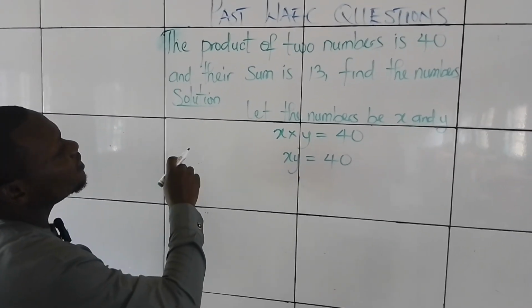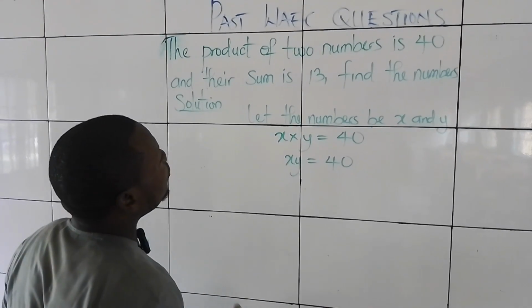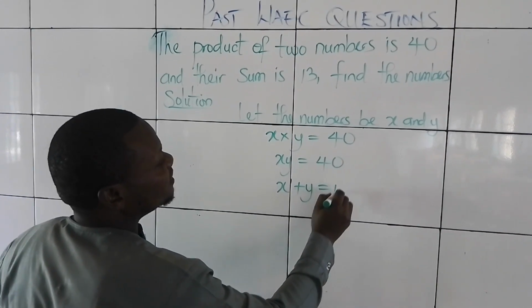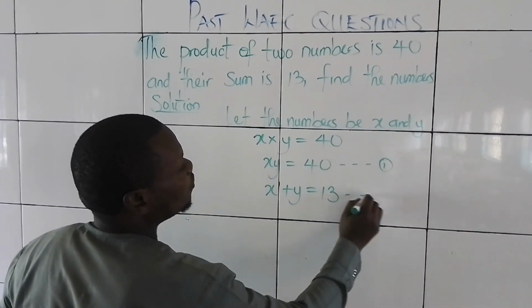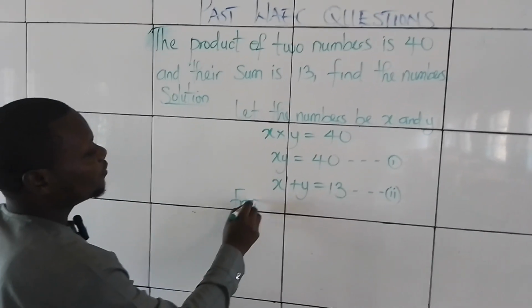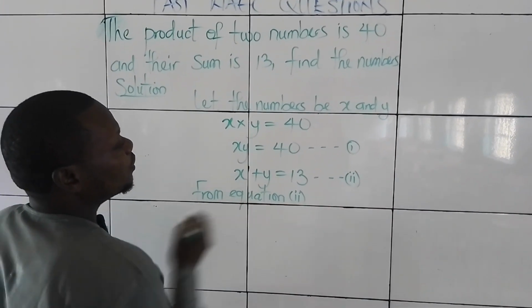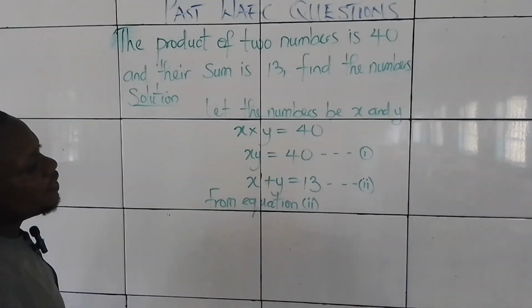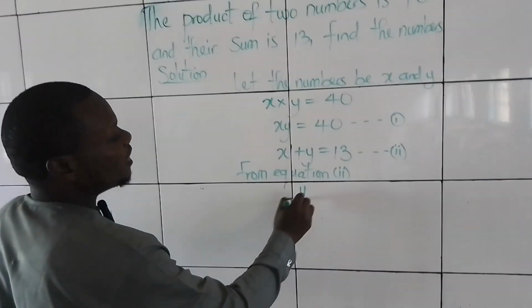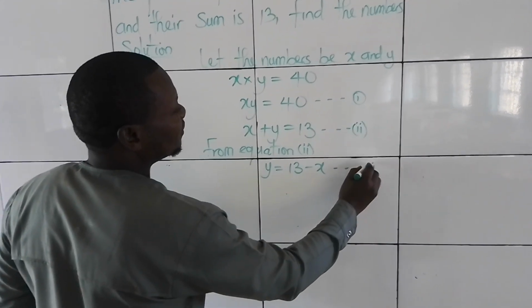Let's take the second statement that says their sum is 13. Sum, addition, plus, all these things mean the same thing. So x plus y equals 13. Let's call the first equation 1 and the second equation 2. From equation 2, let's make y the subject of the formula. So y equals 13 minus x. Let me call that equation 3.